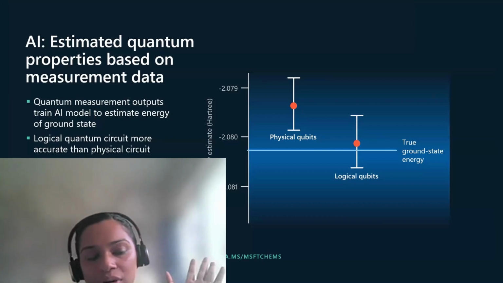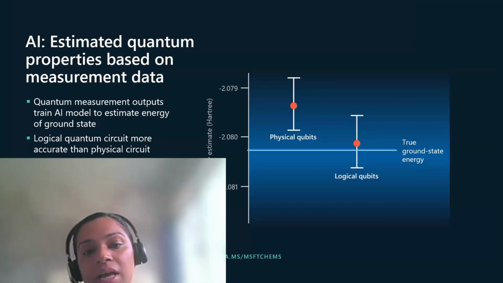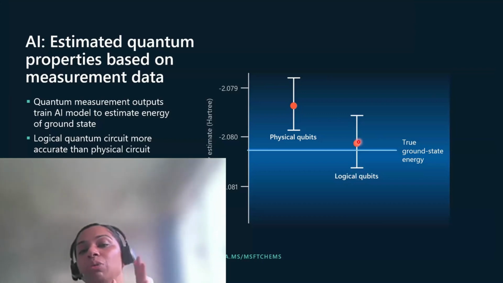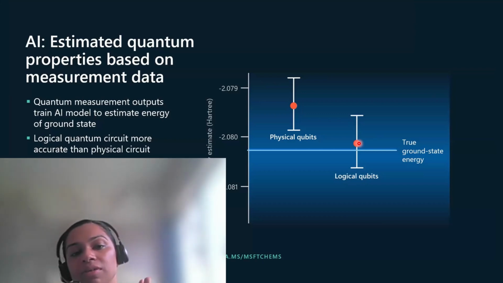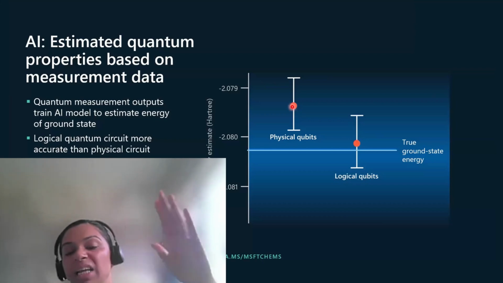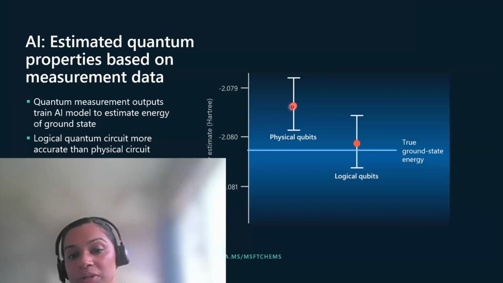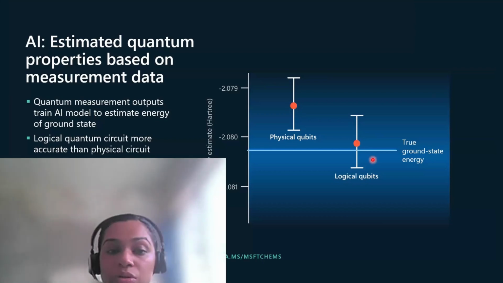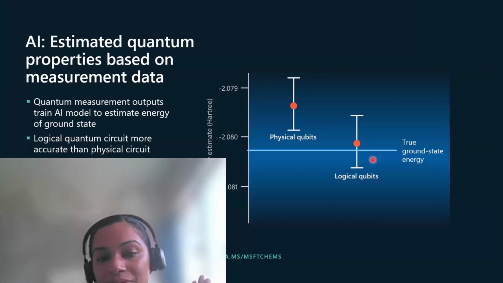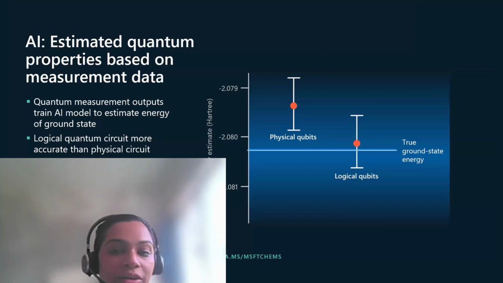What I wanted to take back from here is not the chirality of the molecules and what was done there. What I want us to take back from this is, if you look at the logical qubits, they are very close to the true ground state energy of the system that we are looking at. And physical qubits give us results which are far less accurate. So logical qubits actually outperform physical qubits at an enormous level, right? Logical qubits are very close to reality. And that's what I want us to take back from this slide.